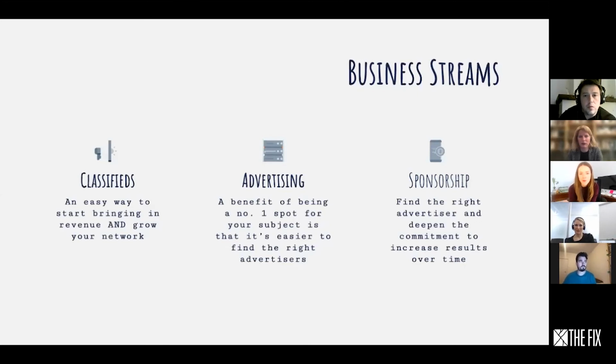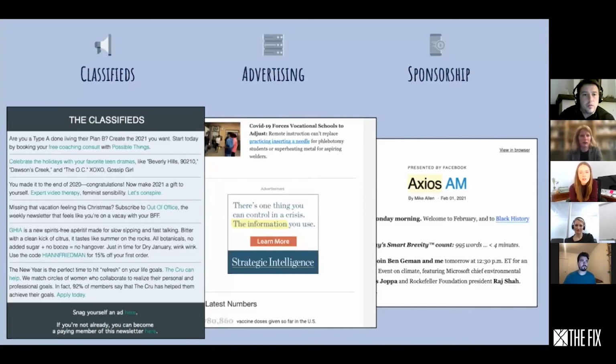And then advertising, we're very familiar with advertising. And sponsorship, which is essentially, for instance, the Wall Street Journal having a logistics newsletter that is sponsored by UPS. So here are some examples. The classified section, you saw that earlier. This is Ann Friedman's newsletter. For advertising, this is the Wall Street Journal's COVID newsletter, and you can see the advertisement. And the third example, Axios, you can see at the top, presented by Facebook.